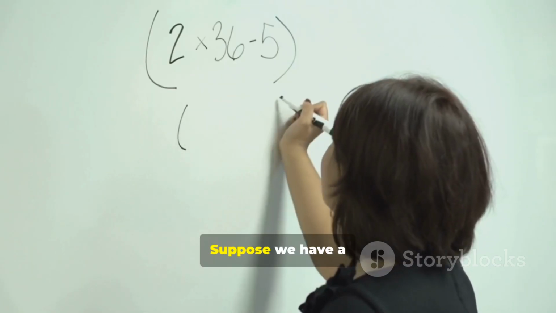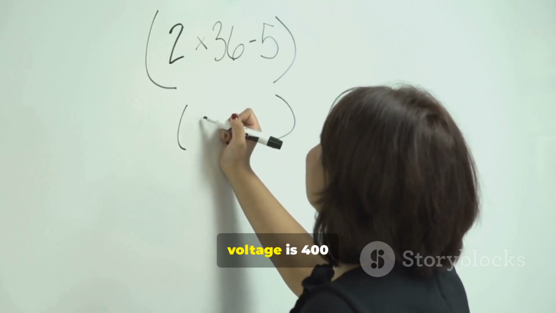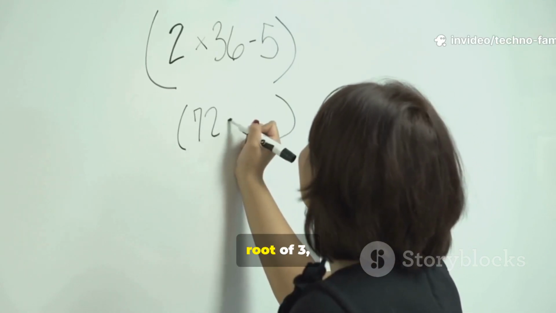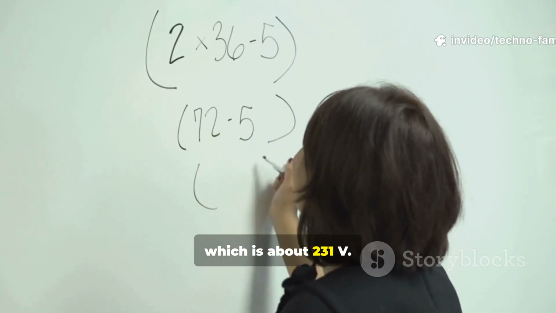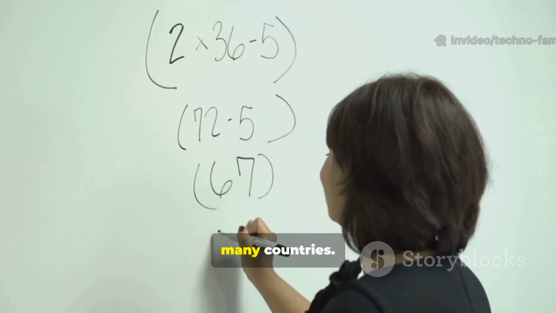Quick example: suppose we have a 400 V line in star connection. Then the phase voltage is 400 divided by square root of 3, which is about 231 V. This is the standard household phase voltage in many countries.